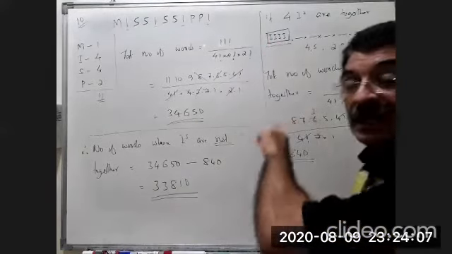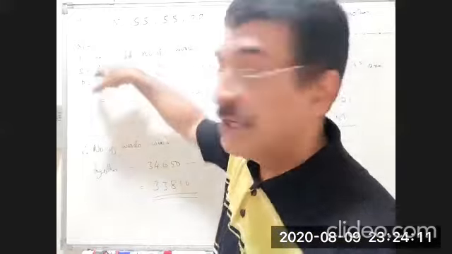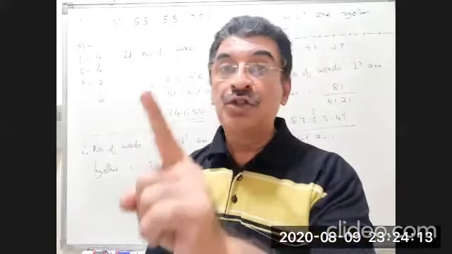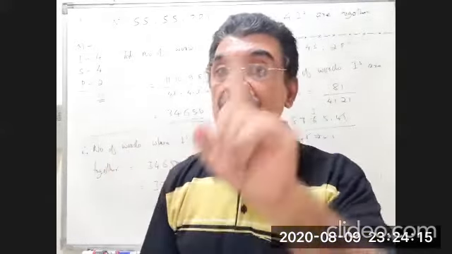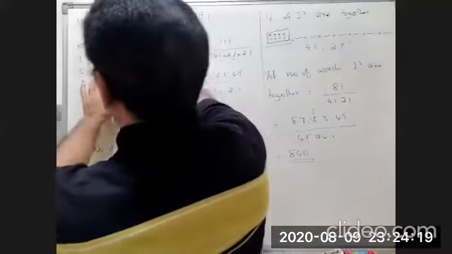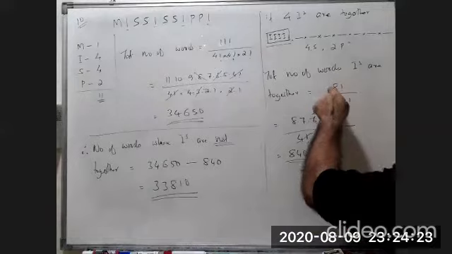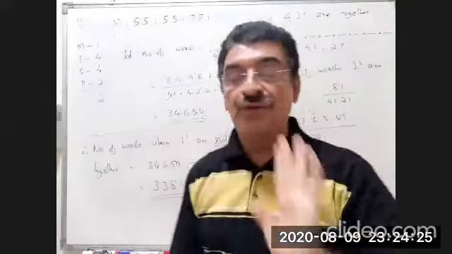Remaining 9 letters are there. If 2 P's are gone, remaining 9. So total of 9 plus 1, 10 places are there. In that 10 places, 4 factorial repeating. So here it will be 10 factorial by 4 factorial into 4 factorial.